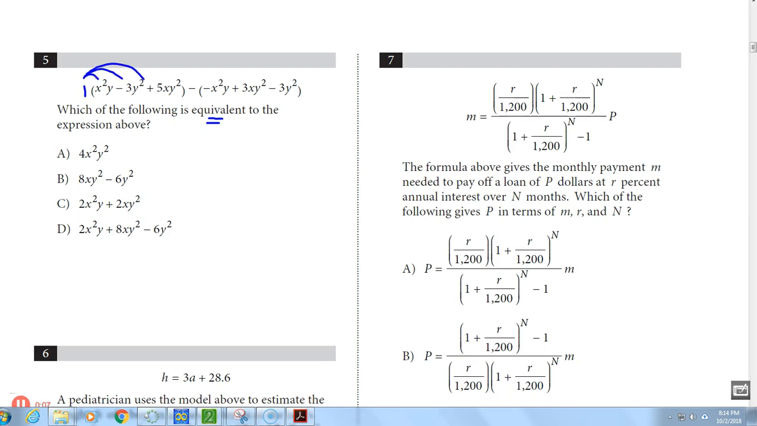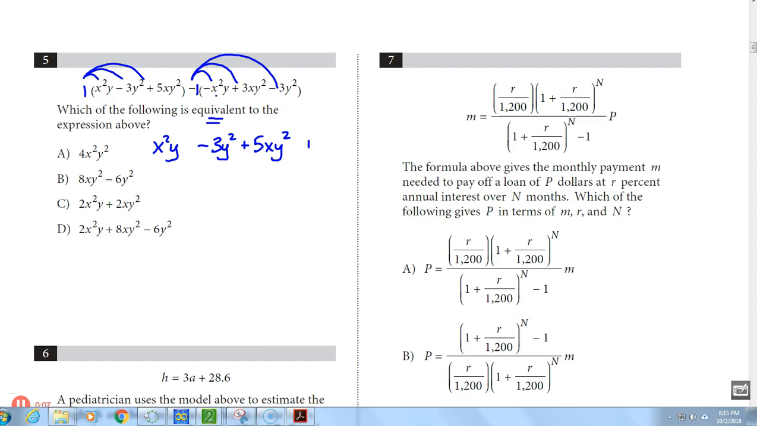So I'm just going to copy down that first part: x squared y minus 3y squared. Notice how I spaced these out a little bit. This kind of helps me keep track of who are the like terms. Now this minus is very important. This minus I treat like a negative 1. And basically I distribute that negative 1 all the way through. And all it really does is it changes all the signs to the opposites.